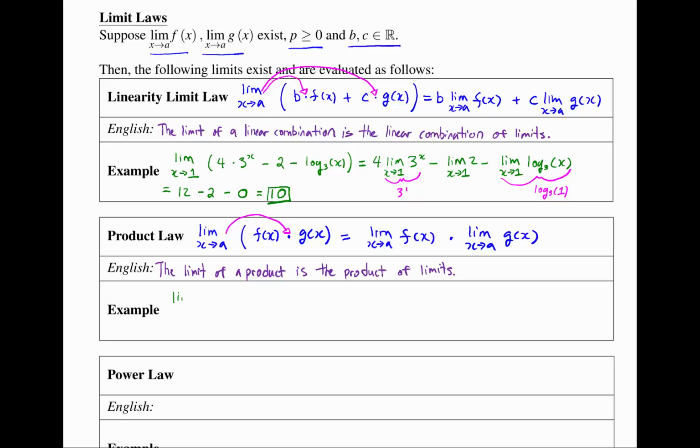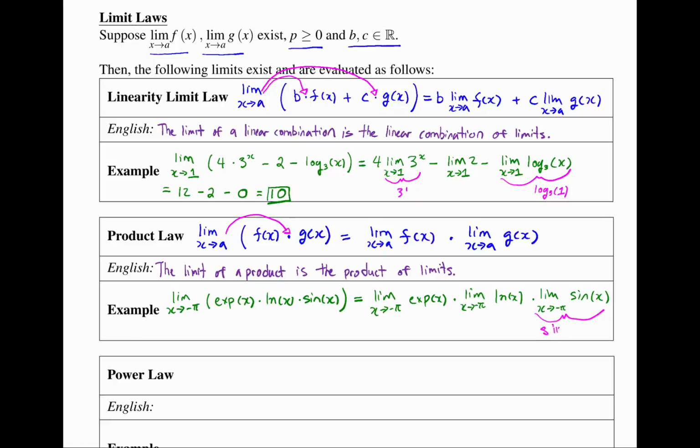Let's take a simple example. The limit as x goes to minus pi of the natural exponential of x times the natural log of x times sine of x. Well, again, we can apply the product rule to more than 2 factors. So we could write this as the limit as x goes to minus pi of the natural exponential times the limit as x goes to minus pi of the natural log times the limit as x goes to minus pi of sine x. At this point, we realize the limit as x goes to minus pi of sine x is a basic limit, and so it's evaluated as sine of minus pi, which is equal to 0.